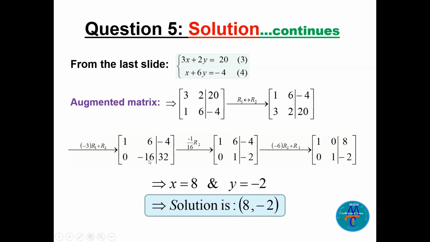Now we divide here by minus 16 to get 1 there, 1 and minus 2. So this is the y value, y is minus 2. Then I multiply row 2 by the opposite of this, minus 6, and then I will add to row 1. So I get 1, 0, 1, 0. This is minus 2 and 8, so x will be 8, y is minus 2, and the solution is (8, minus 2).